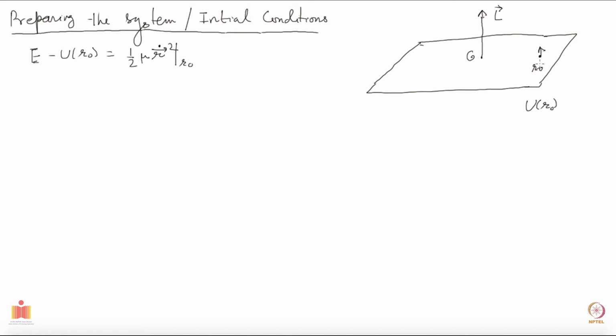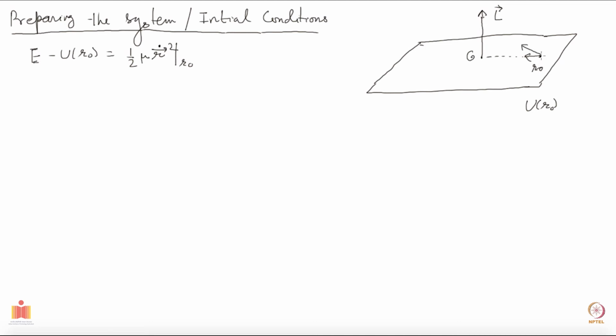But I have freedom in choosing the direction in which I fire the particle. So I could choose to fire it towards the origin, right? If I do so, the energy is still E, but the angular momentum will be 0. Or I may choose to fire it, okay, by giving it a small angle.